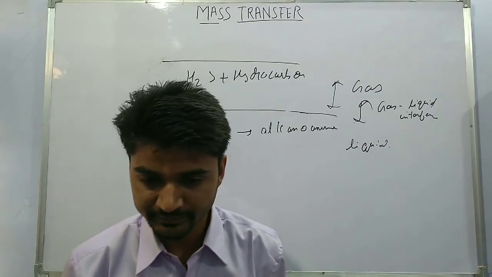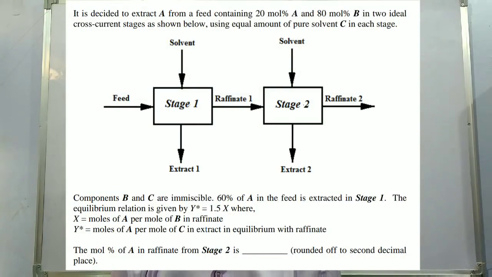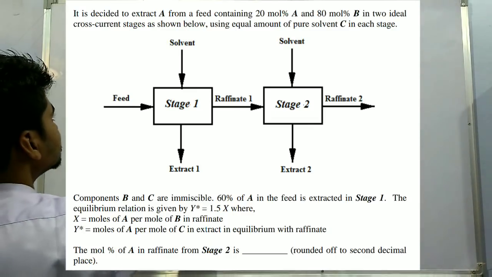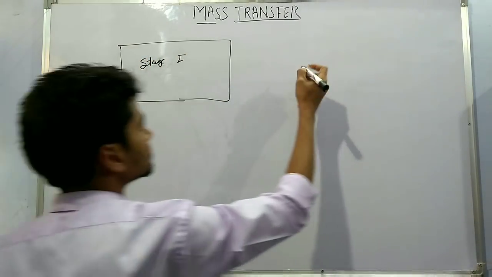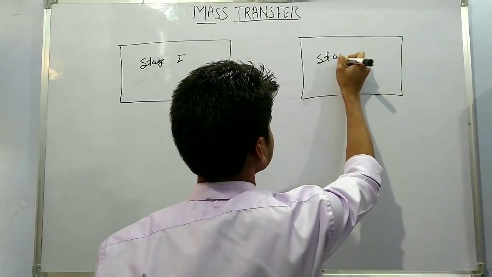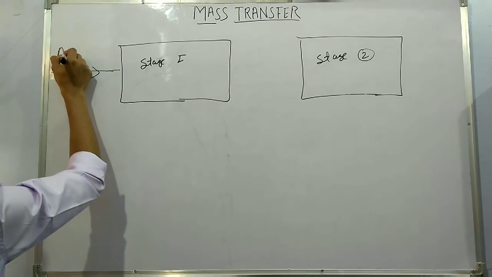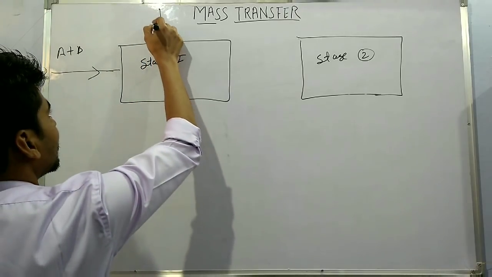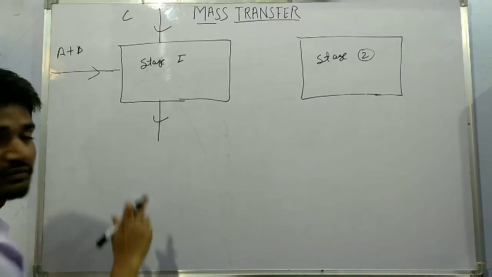The next question is, it is decided to extract A from a feed containing 20 mole % A and 80 mole % B in two ideal cross current stages as shown in the figure. So here we have been given two stages, stage 1 and stage 2. We have a feed containing A and B and a solvent C to extract the A.